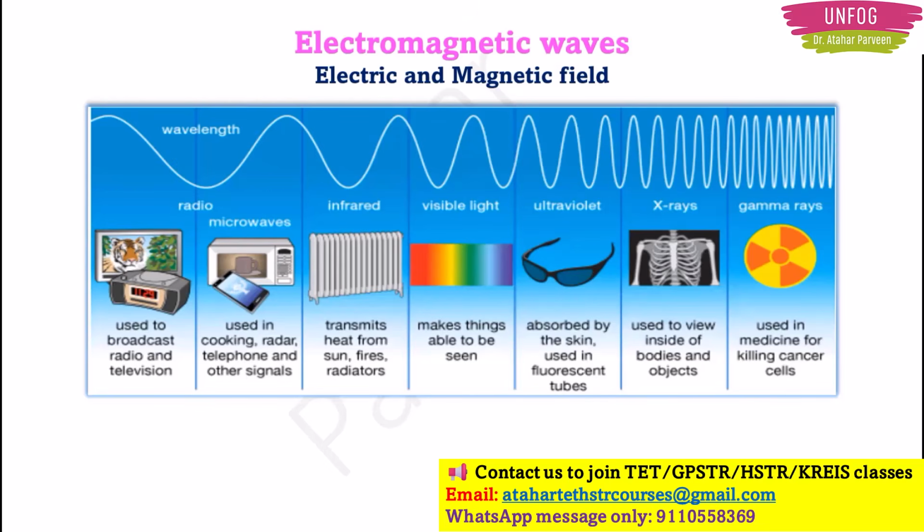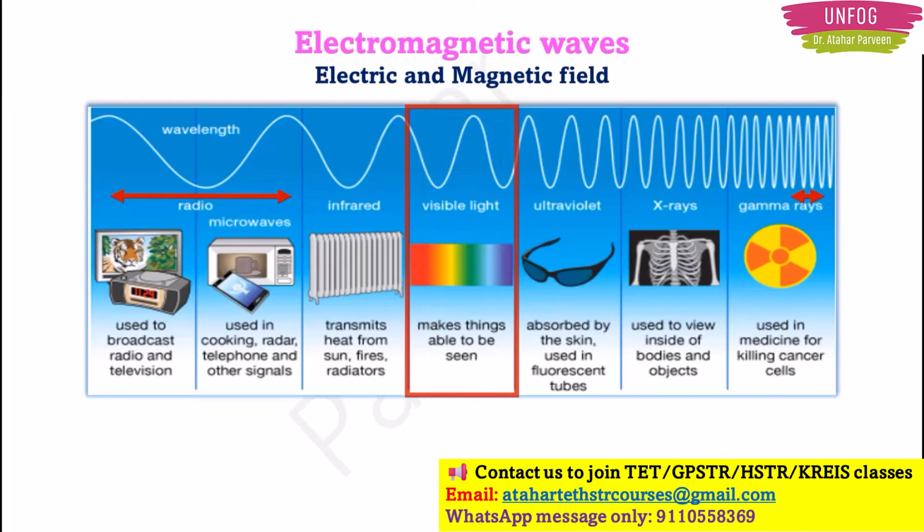Now as I told you, the radio waves have the highest wavelength and gamma rays have the lowest wavelength. Remember I told you that wavelength and frequency are inversely proportional, right? So when I say that radio waves have the highest wavelength, I mean to say that the frequency of radio waves is very small. When I say that gamma rays have very little wavelength, I mean to say that the frequency of gamma rays is very high. Okay, and here we also have the visible light in the middle.